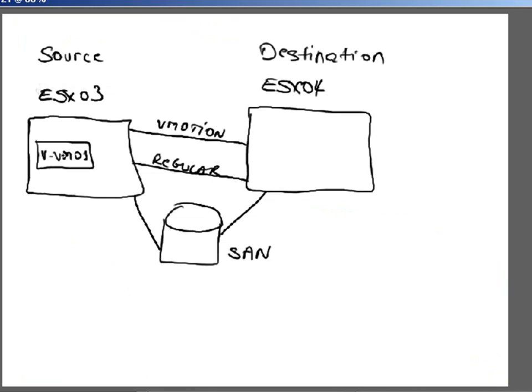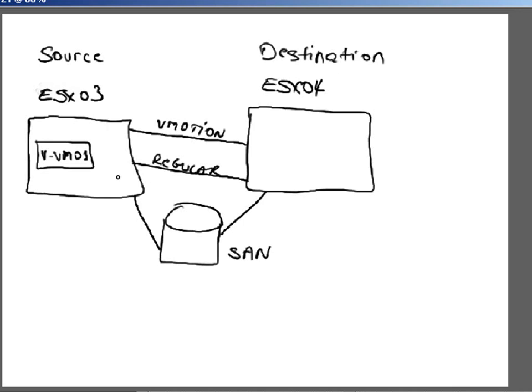So you have ESX03 here that has a virtual machine on it called v-vm01, and we want to vMotion that to ESX04. Now, in an environment, usually you will have two network connections, a network connection for vMotion, which should be on its own separate VLAN or separate network, if possible, of course. And then you have your regular network. Now, when you want to vMotion virtual machines between hosts, they always go over the vMotion network. In this scenario, ESX03 is our source host and ESX04 is our destination host.